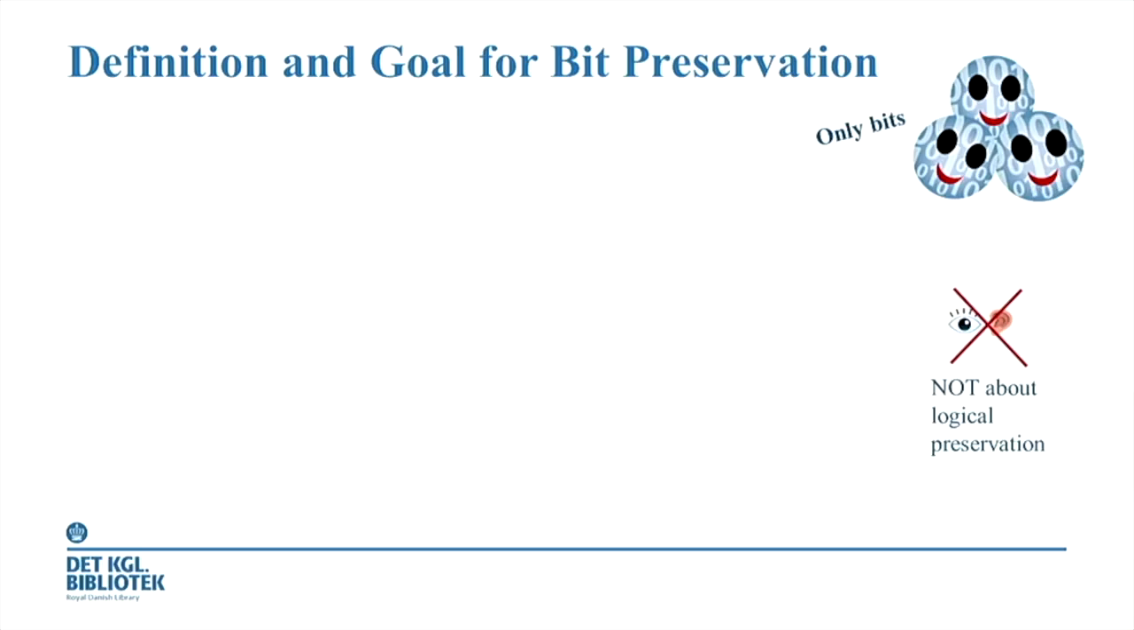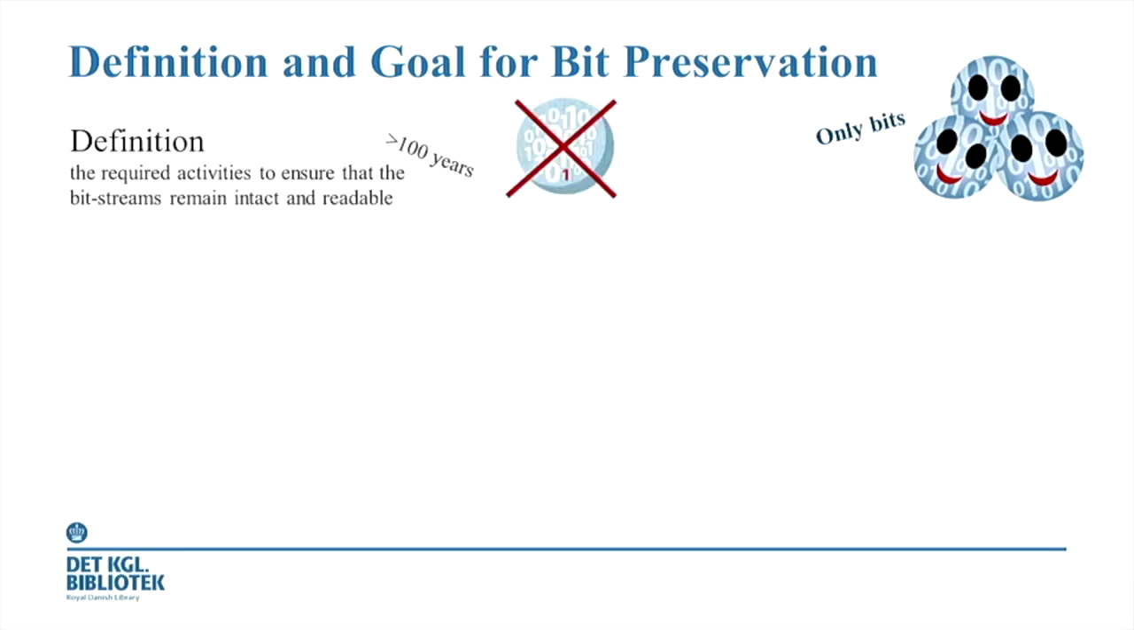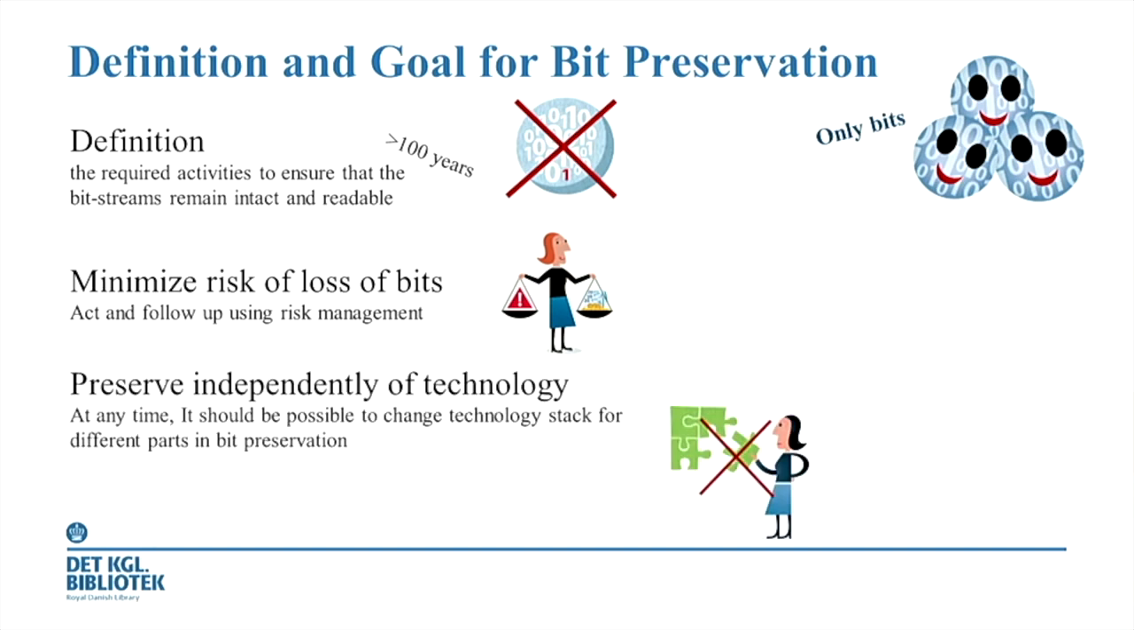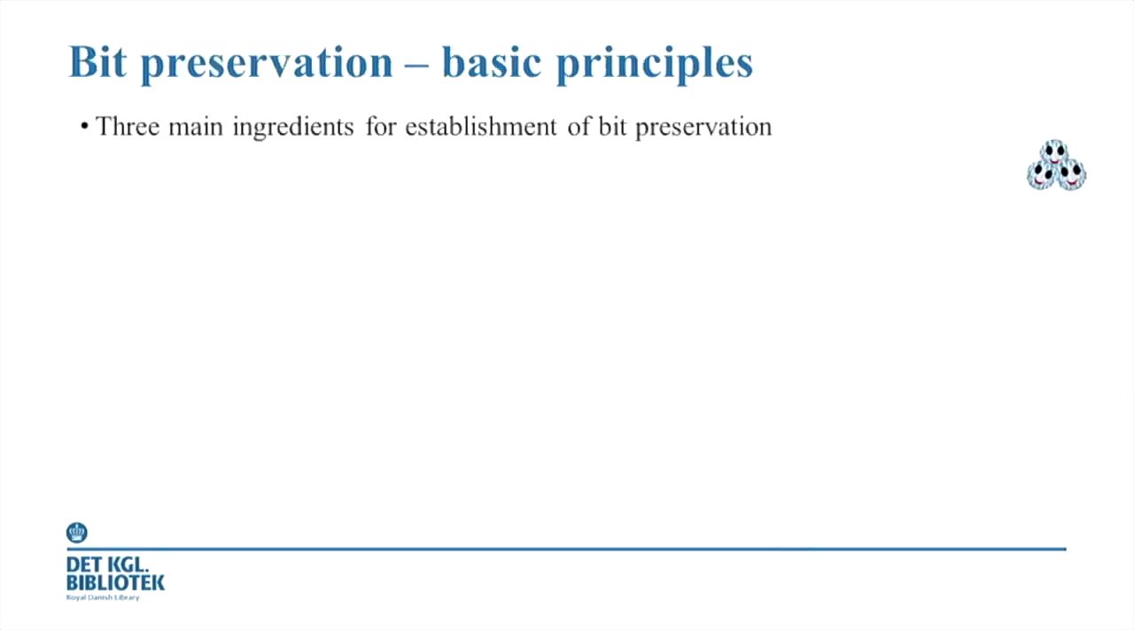First, you should be aware that this is bits we're talking about. There's no logic involved with it, only bits. It doesn't know what it's storing besides that. And the definition of bit preservation is that they can be accessed as intact bits in a time horizon of 100 years. That means that we need to preserve them in a way where we minimize the loss of bits. So it's very much to do with risk management. And we know that technology changes are running very fast, so we have to preserve independent of technology.